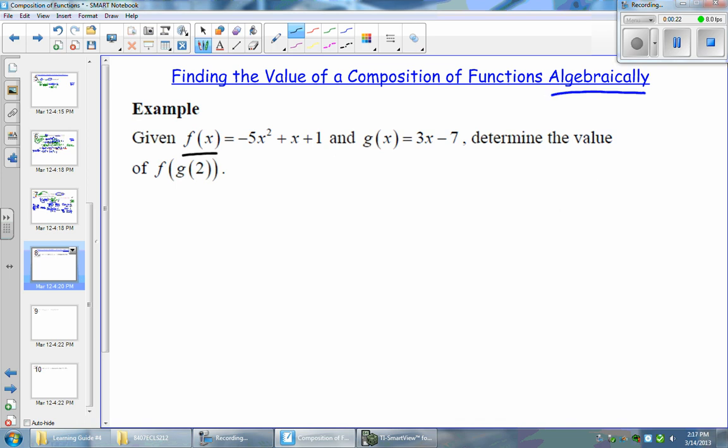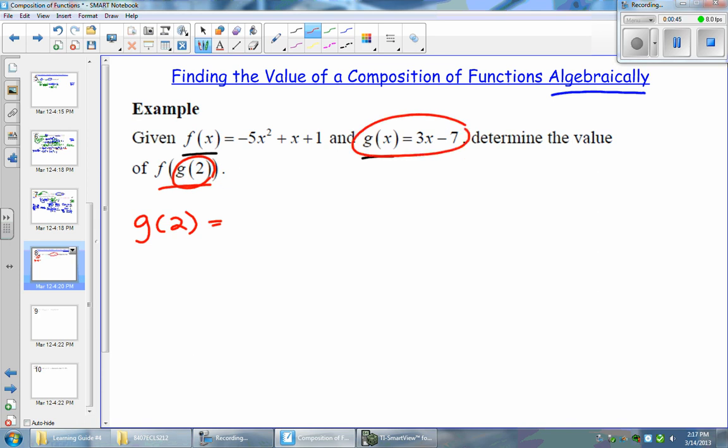We're given f of x and g of x, and what we want to do is find the value of f of g of 2. So just like in my graphing lesson, the first thing you want to evaluate is what's inside that function. What's inside the composition of functions is g of 2. So find that value first. And how you're going to do that is use its corresponding function.